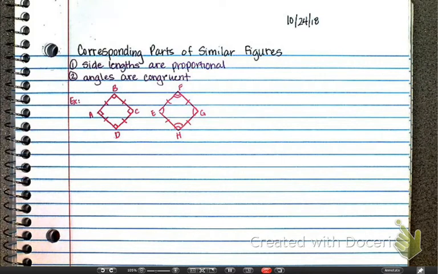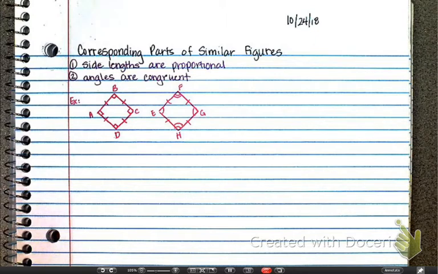Only two of them are equal. Which two are equal? FH and EG are equal. Are any of those 90 degrees? No. So because these angles and these angles are not congruent to each other, these figures are not similar.